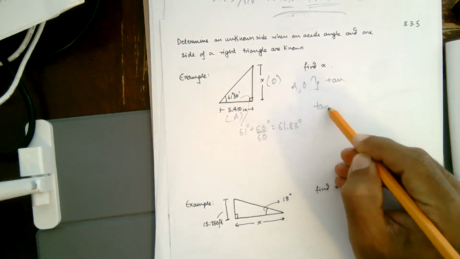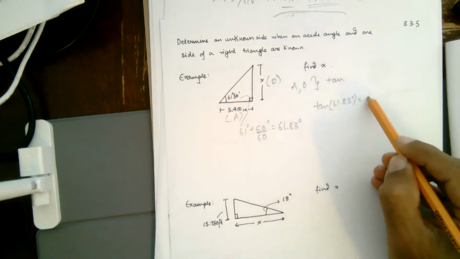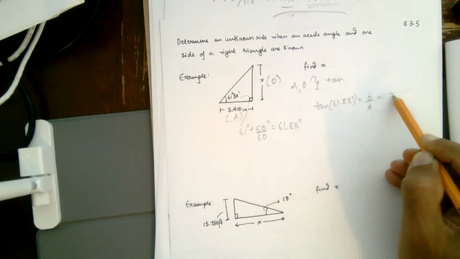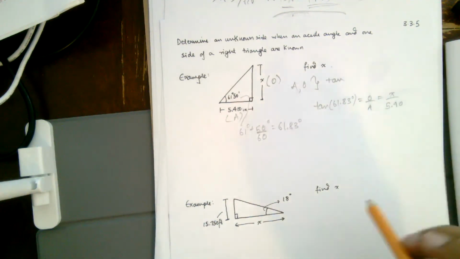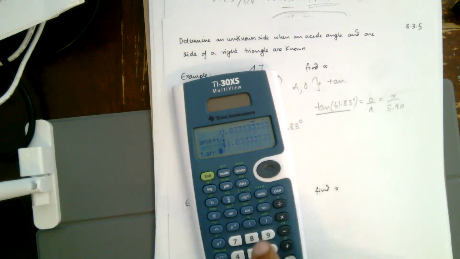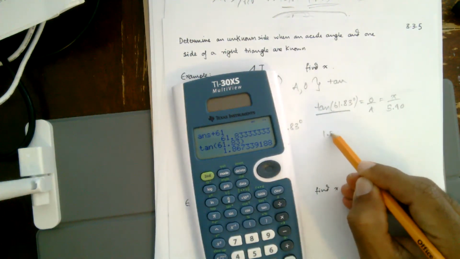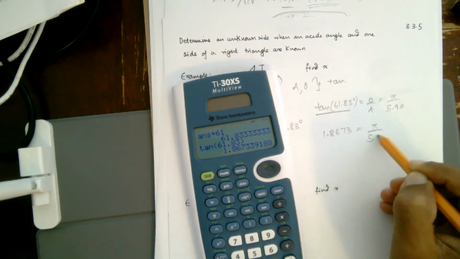By definition, tangent of 61.83 degrees equals opposite over adjacent, which is x over 5.40. However, this you can find from the calculator. Tangent of 61.83 is 1.8673, which equals x over 5.40.